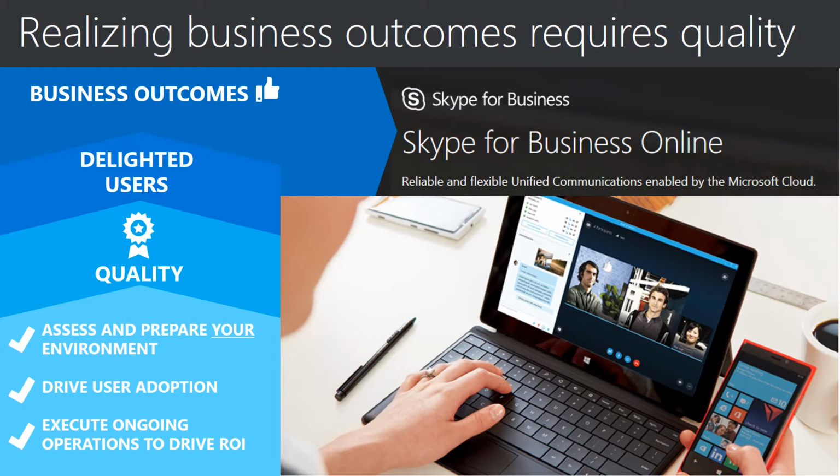Ongoing management ensures that quality and reliability are delivered and any issues introduced by the environment are rapidly detected and remediated. So some activities and outcomes are common across cloud services, syncing directories, enabling licensing, enabling users, etc. And some are unique to a real-time communication system, such as Skype for Business Online.